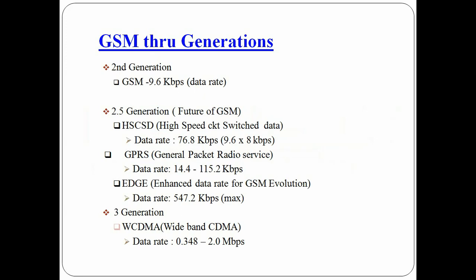These are the GSM generations. The first generation works on AMPS. The second generation, which we already saw, works on GSM for voice and messages. In second generation GSM, the data rate is almost 9.6 kbps, and after the second generation some development came in GSM, that is high speed circuit switched data, which increases the data rate to 76.8 kbps, almost 8 times larger than the second generation.